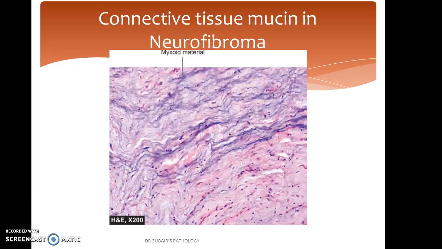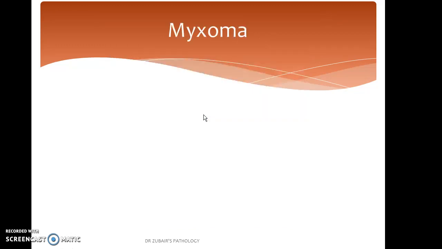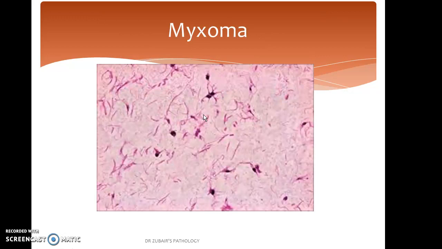So this is a neural tumor. We have the wavy nuclei here, and the bluish material here, the bluish tinge to it, is because of the myxoid material. Likewise, this is a myxoma commonly seen in the atrium. It has the bluish tinge to it because of the mucoid deposits.